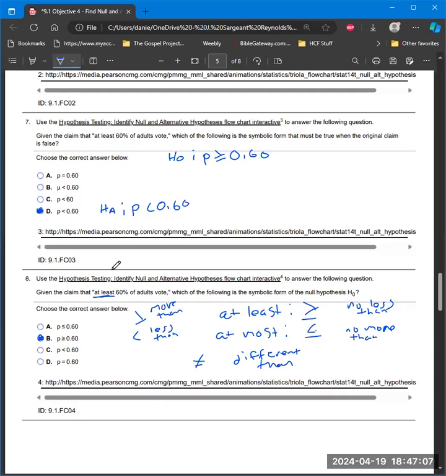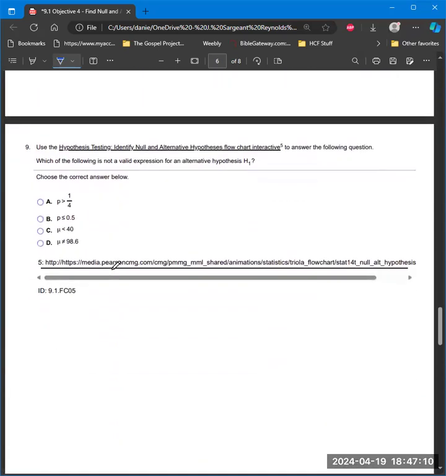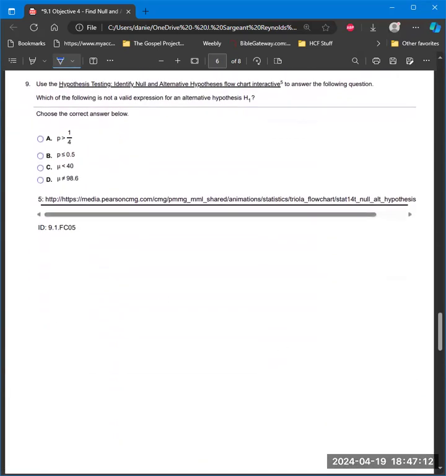Okay, let's keep going here with our last problem, number 9. Which of the following is not a valid expression for an alternative hypothesis? They use H1 for their alternatives. To know that, I've been writing HA the whole time. I think I've seen them writing HA sometimes, but the video here uses null hypothesis as H sub 0 and alternative hypothesis as H sub 1. That's one of the ways in which we can do that.